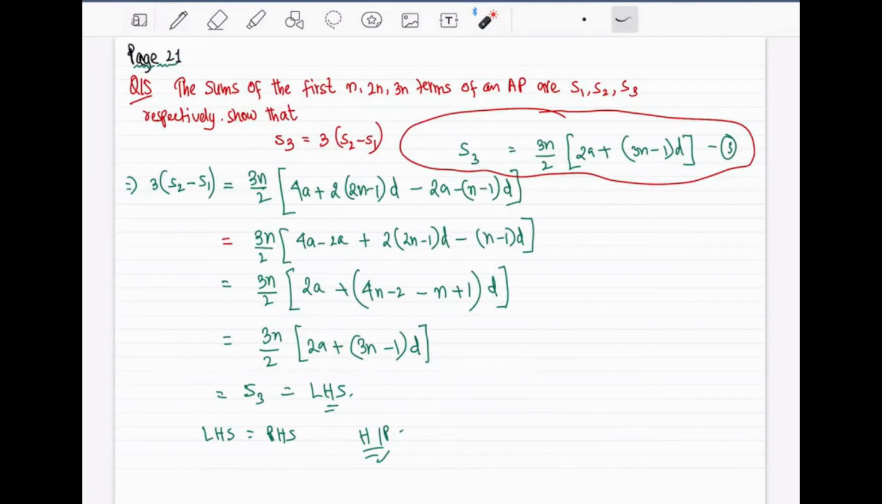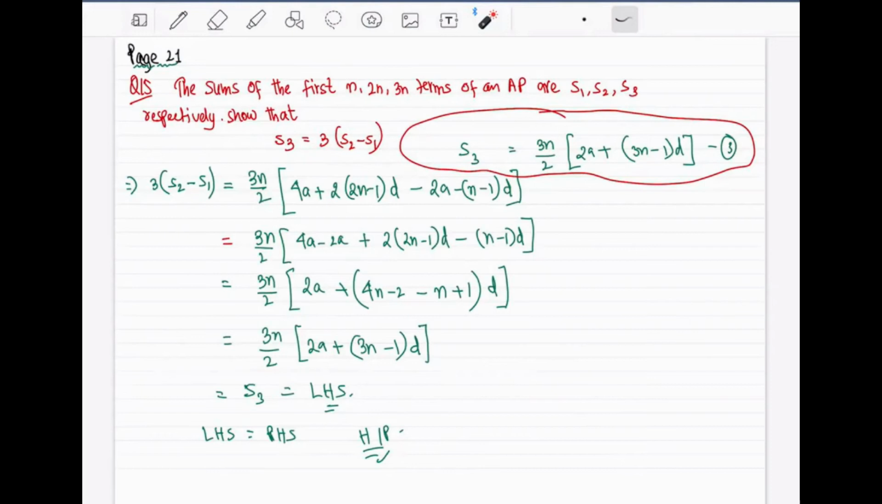The only thing that you need to do here is you just need to know the expression for S1, S2, and S3. You know the formula for sum of n terms, right? n by 2 twice a plus n minus 1 d. In S1, you put the n in the formula as n. In S2, you put the n as what? Twice n. In S3, you put the n as what? Thrice n. That's the only difference. Then you just have to calculate the right hand side.